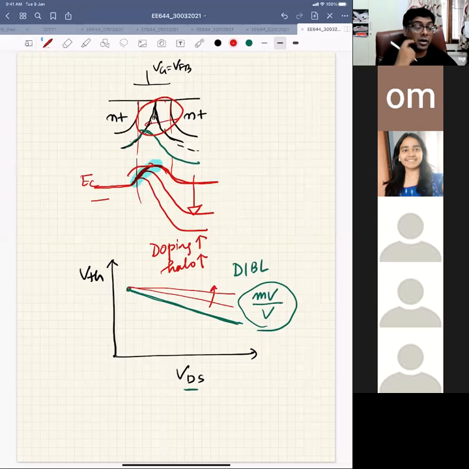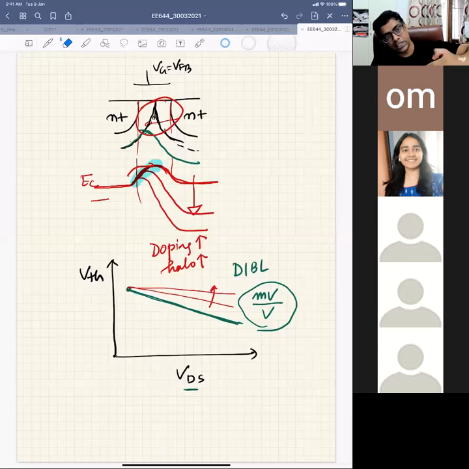Or you have very good gate control, if your channel is surrounded by the gate from all sides, which is your FinFET or nano sheet FET, whatever you call it, nano wires or nano FETs. Basically, in those transistors, your gate is surrounding your channel, so your gate is very well controlled. Here your gate is controlled from one side, but there your gate is controlled from all sides. That means your drain control will be less anyway.